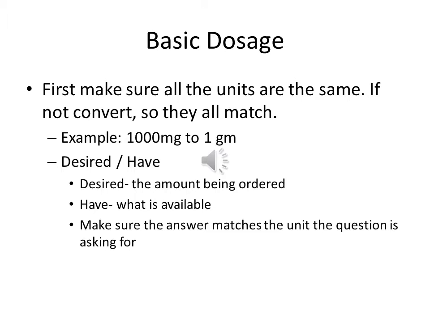Now, the next step when you're doing a basic question is desired divided by half. What that means is, say you have an order that says 250 milligrams of digoxin, but what is available is 50 milligrams of digoxin per tablet. You would do 250, the desired, divided by the half, which is 50. So that would give you 5 tablets. All you're doing is just dividing 250 by 50, okay? And you'll see on the next page I actually show you an example.